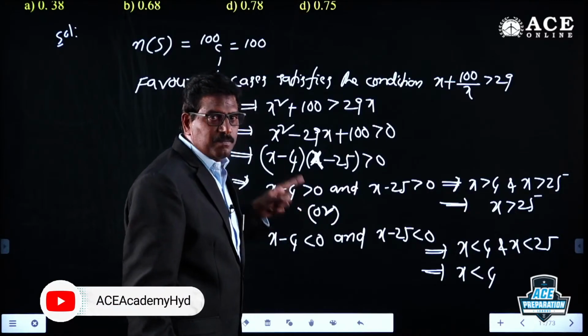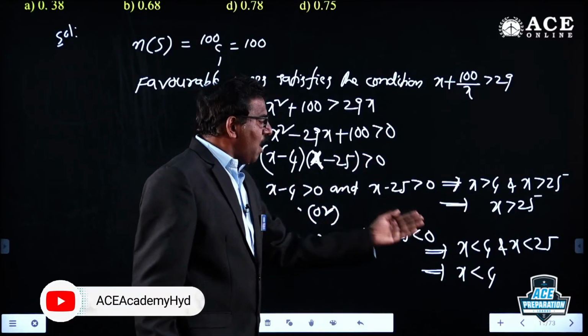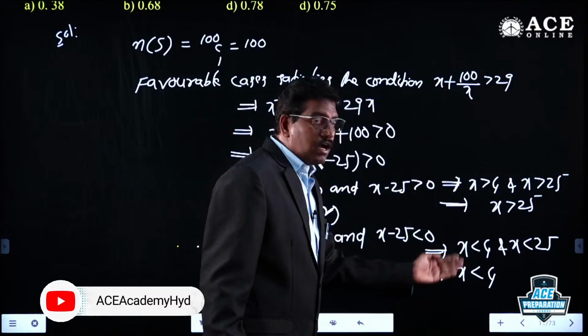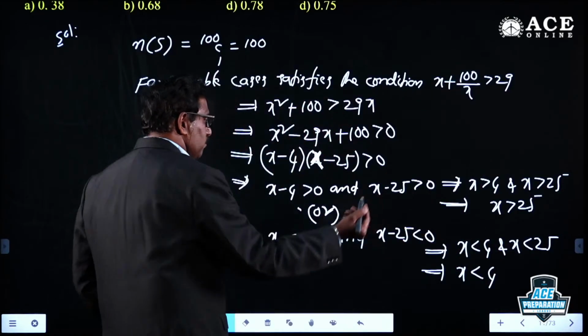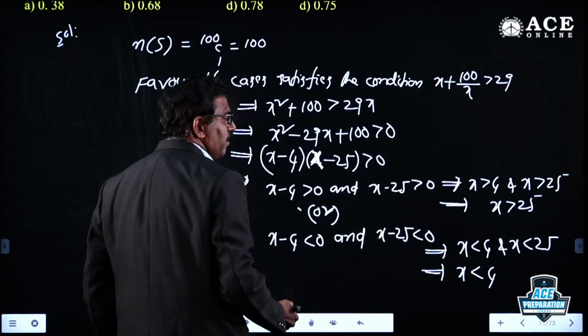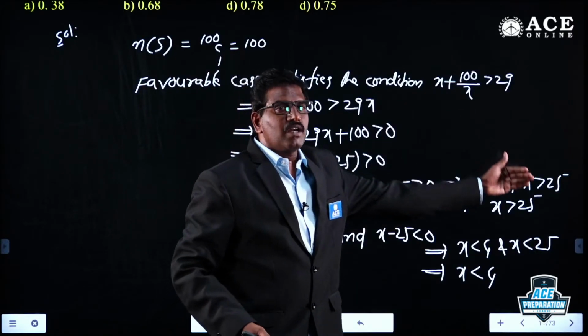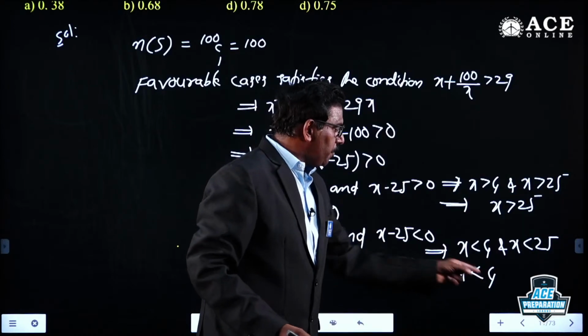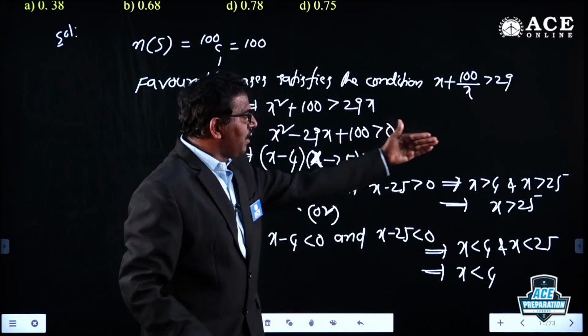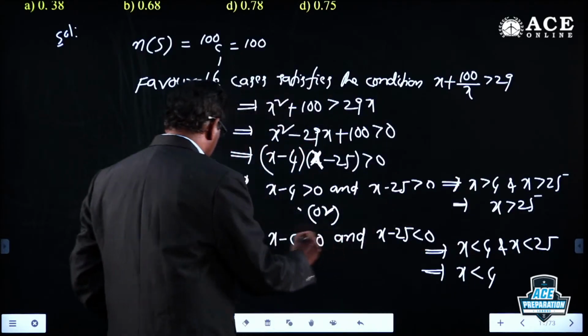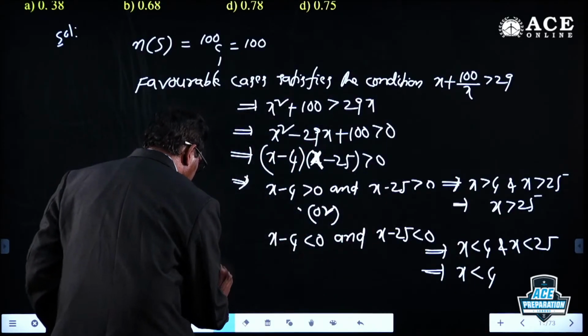OR means plus operation, as I already told you: either this or this. All possible values of x which are less than 4 also satisfy. So after 25, how many values are there? 26 to 100, that means 75 values. Before 4, how many values are there out of 100? 1, 2, 3 — 3 values.